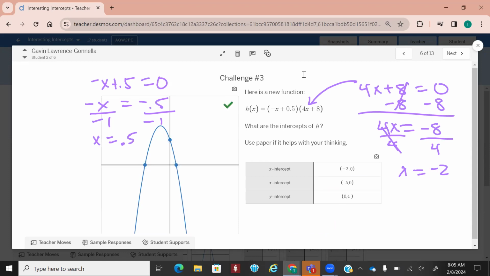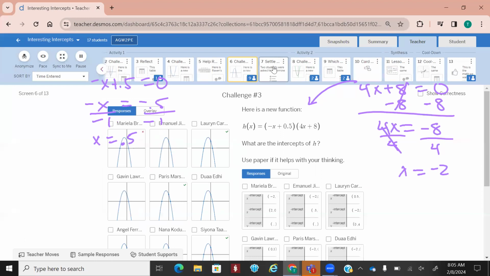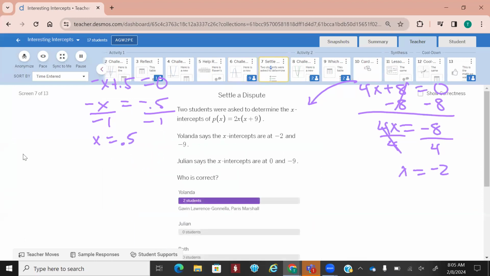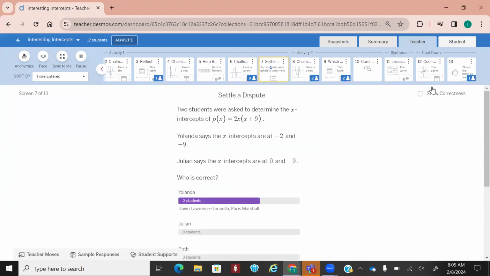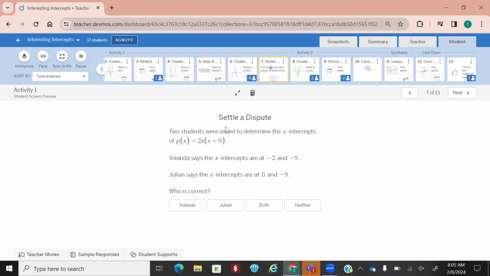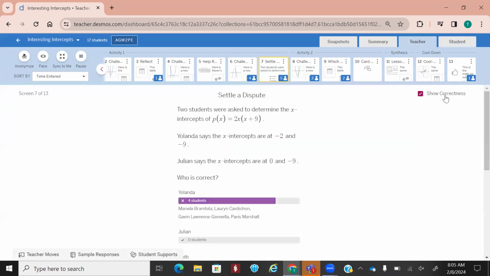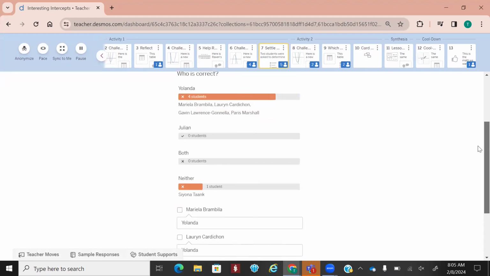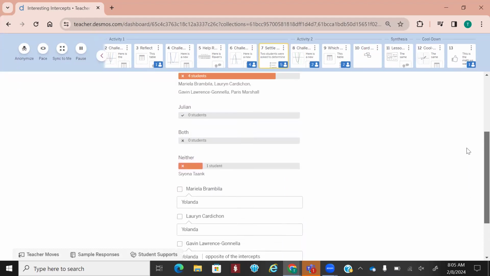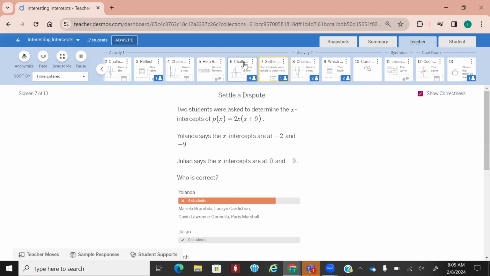Okay, let's go ahead and look at slide number 7. On slide number 7, it said two students were asked to determine the x-intercepts. Yolanda says the x-intercepts are -2 and -9. And Julian says the x-intercepts are 0 and -9. So the majority of y'all did not get this one right. So let's look at it.